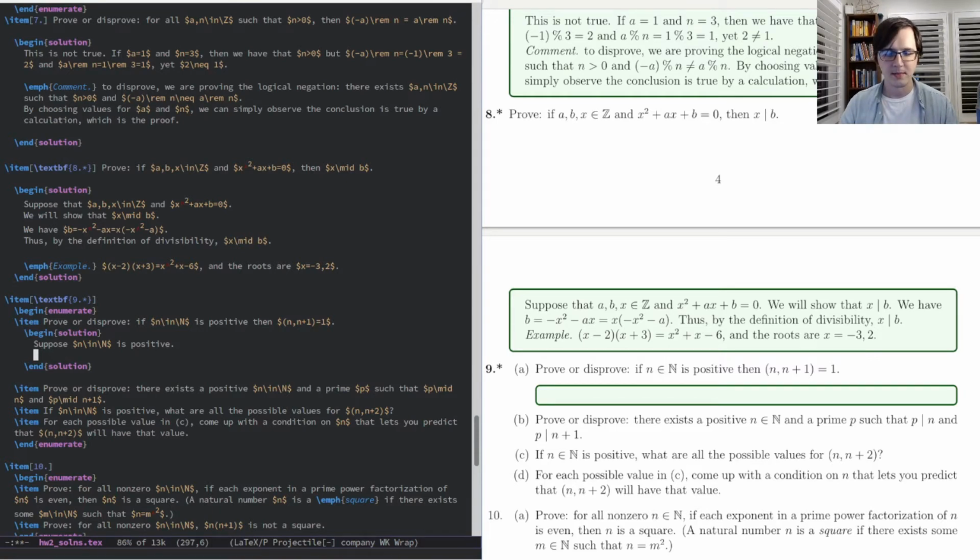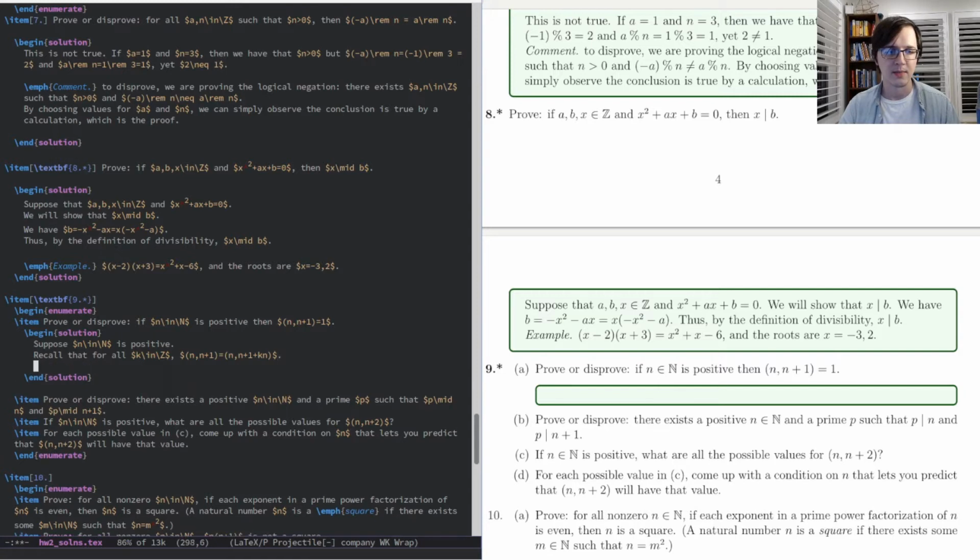But we recall that for all k in the integers, the GCD of n and n plus 1 is equal to the GCD of n and n plus 1 plus kn. It's that replacement rule. So adding some multiple of the first number to the second. So let's use k equals minus 1, because that will cancel the n out.